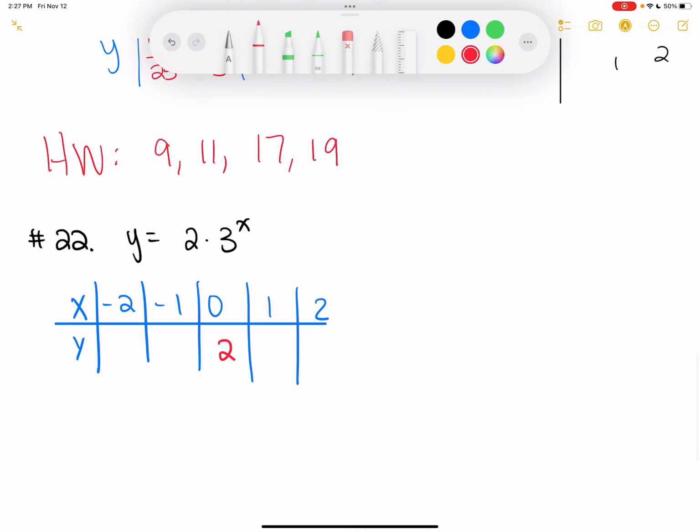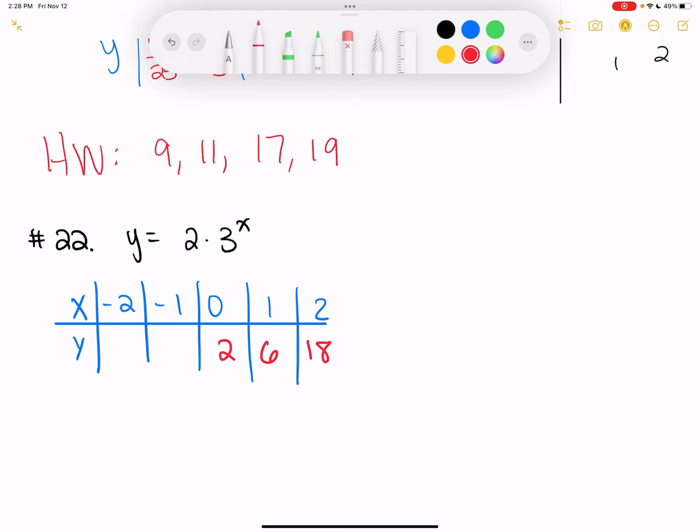If I put in 1 for x, I get what? Just 3. 3 times 2 is? 6. If I put in 2 for x, 9. 9 times 2 is? 18.